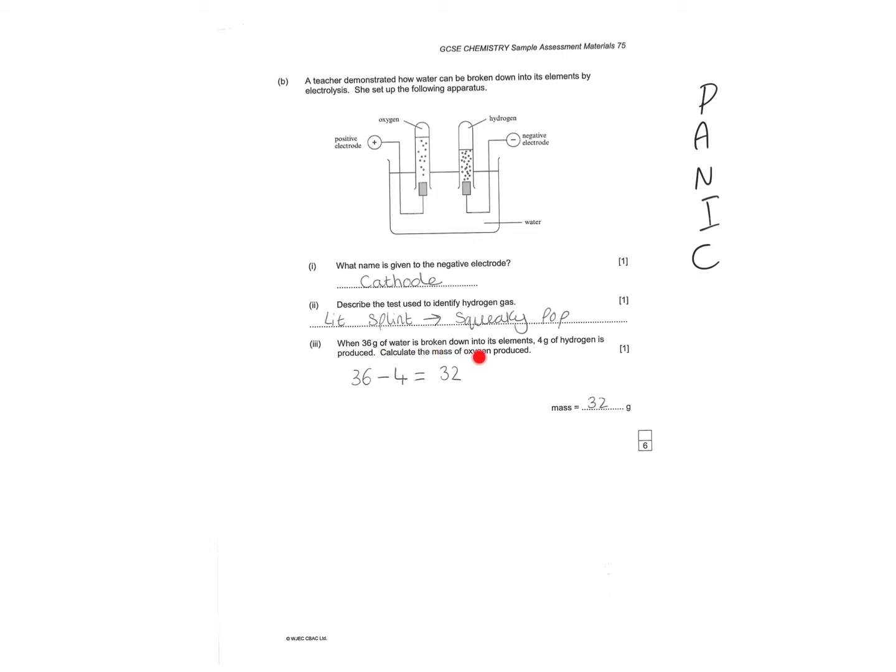36 grams of water is broken down into its elements, 4 grams of hydrogen is produced, calculate the mass of oxygen. We know it's just the electrolysis of water, so we're only going to have hydrogen and oxygen. So 36 take away 4 will give you 32.